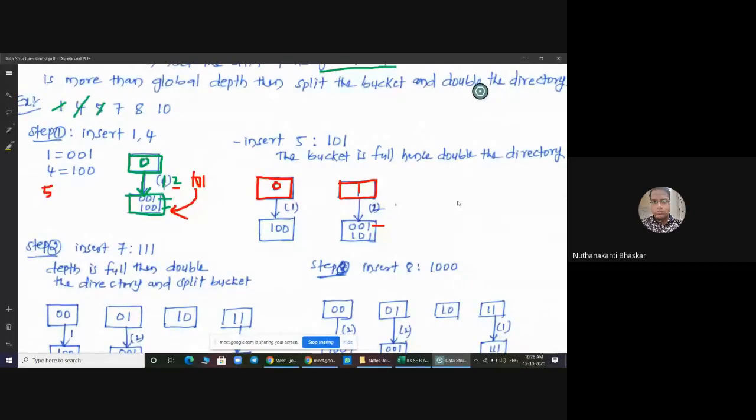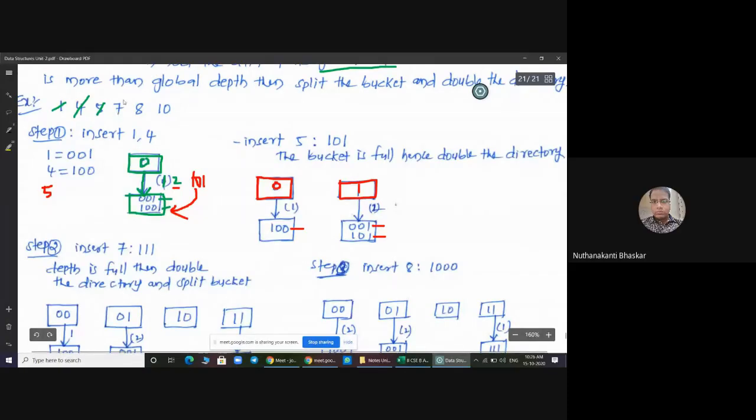Now hashing is implemented here. Now 100: the last digit is 0, so where should we insert it? Bucket 0, because the last digit is 0. Here searching is fast, which means we are applying the hashing mechanism. Now 101: where should we insert it? Bucket 1. Very good.